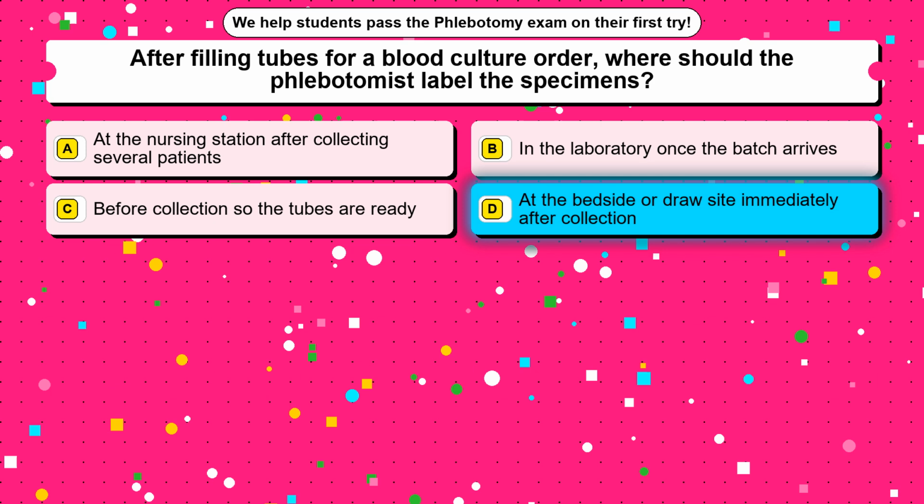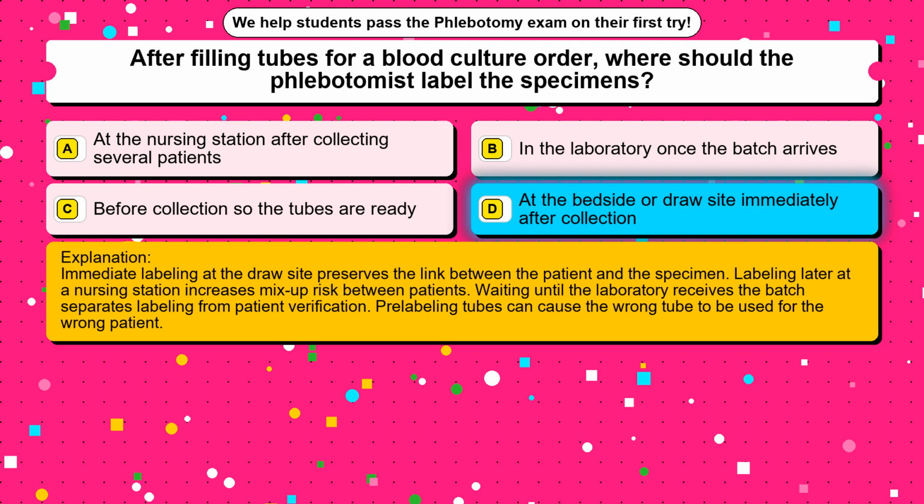The correct answer is option D. At the bedside or draw site immediately after collection. Immediate labeling at the draw site preserves the link between the patient and the specimen. Labeling later at a nursing station increases mix-up risk between patients. Waiting until the laboratory receives the batch separates labeling from patient verification. Prelabeling tubes can cause the wrong tube to be used for the wrong patient.